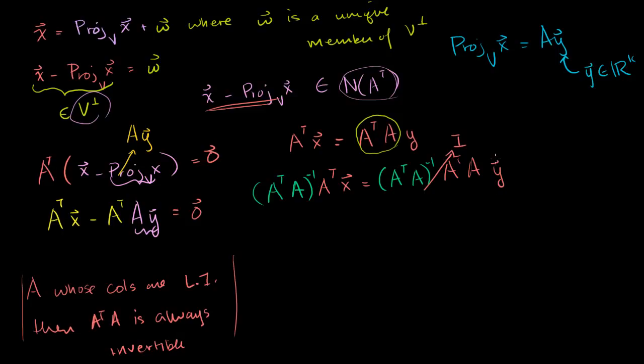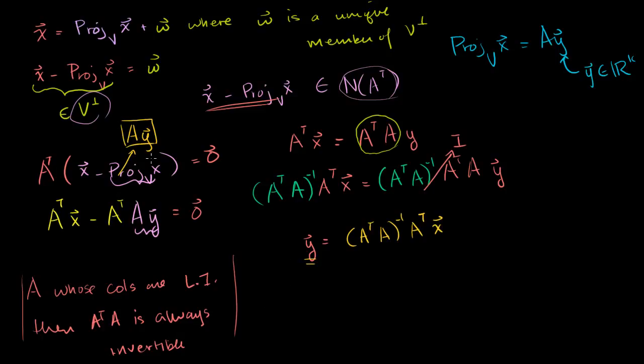So we get, and this is a vector, so if I flip them around, I get that y is equal to this expression right here: A transpose A inverse, which will always exist, times A transpose times x. Now, we said that the projection of x onto V is going to be equal to A times y for some y. Well, we just solved for the y using our definition of our projection.